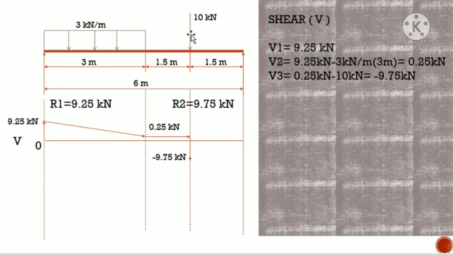Okay. So next, again, from 10 kilonewton to the reaction 2 is walang load. Okay, kasi concentrated lang siya eh. Walang load, 1.5 meters na distance, walang load. So the same lang sa kabila, no? Straight line, 0 kasi siya eh. Okay, 0. Yan, 0 siya.